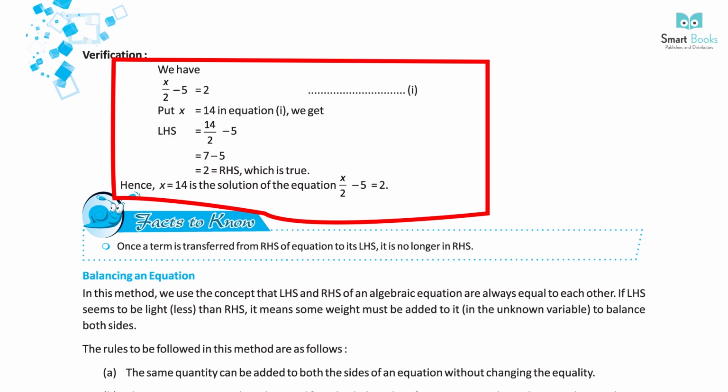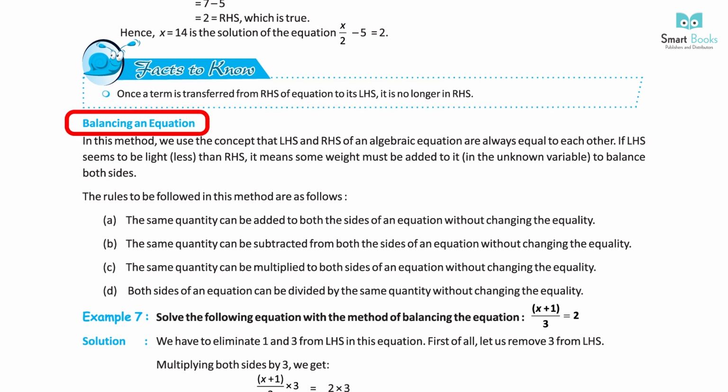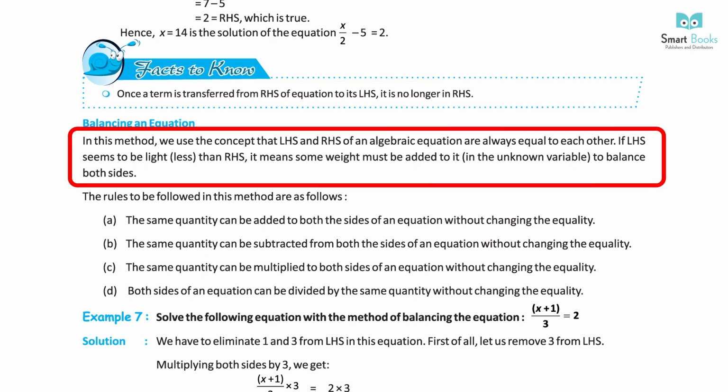x upon 2 minus 5 equals 2. Facts to know: once a term is transferred from right hand side of an equation to its left hand side, it is no longer in the right hand side. Balancing an equation. In this method, we use the concept that left hand side and right hand side of an algebraic equation are always equal to each other.